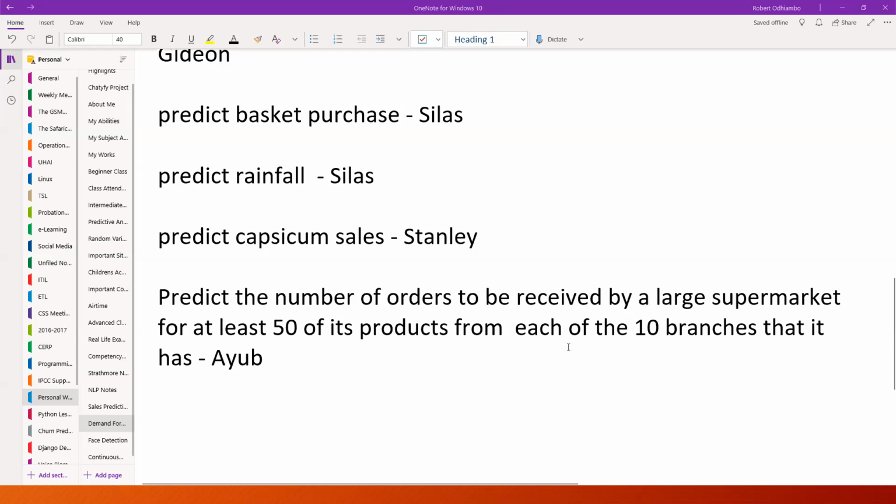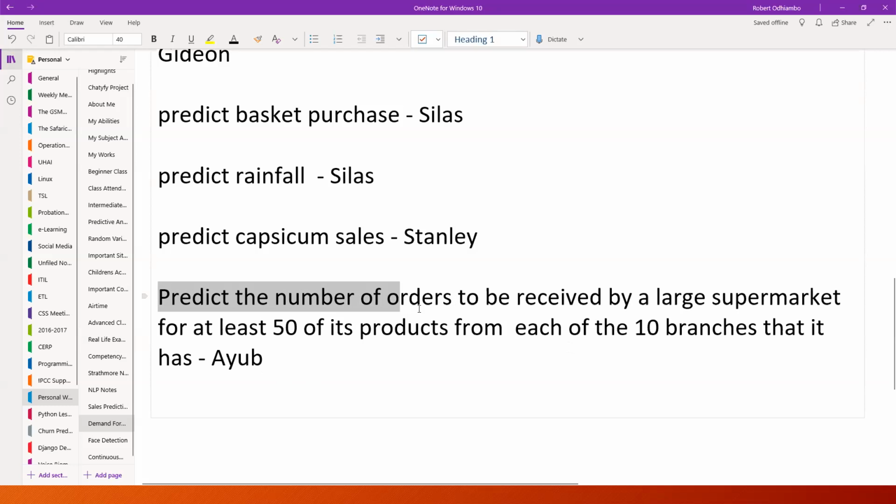So the next one is of course the next one. Predict the number of orders to be received by a large supermarket for at least 50 of its products from each of its 10 branches that it has. So this is a combination of, you guys have mentioned everything. I told you guys I'm going to copy, yeah?